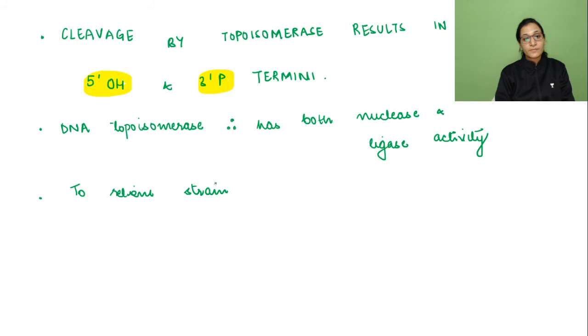So that we have seen to relieve strain, transient cuts are made. Transient cuts are made. So this is the function of our DNA topoisomerase.